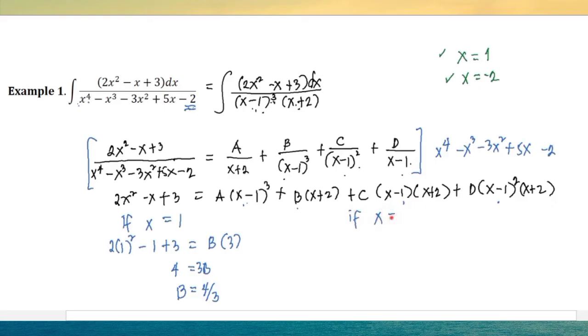And if x is equal to negative 2, we would have 2 times negative 2 squared minus negative 2 plus 3 equals, so everything with x plus 2 becomes 0. Meaning B, C, and D become 0. So we will be able to solve for the value of A. And we have here A times negative 2 minus 1, that's negative 3, raised to 3. So on the left side of our equation, we will have 13. And on the right side of our equation, we will have negative 27 of A. And A is equal to negative 13 over 27.